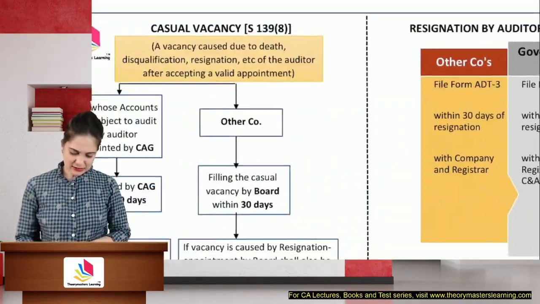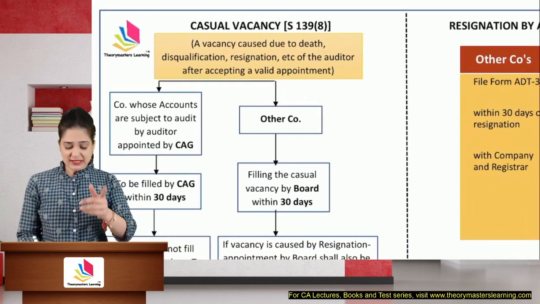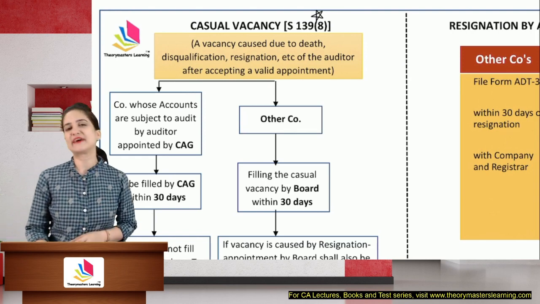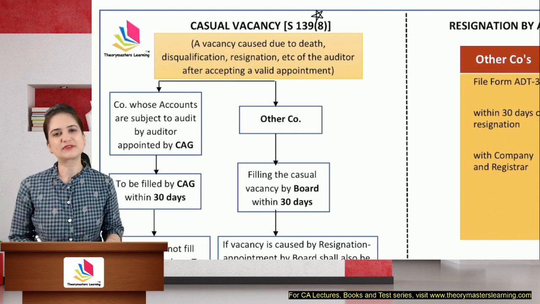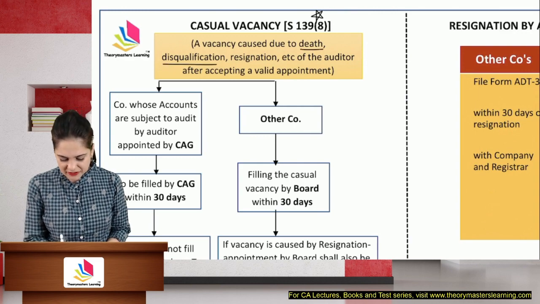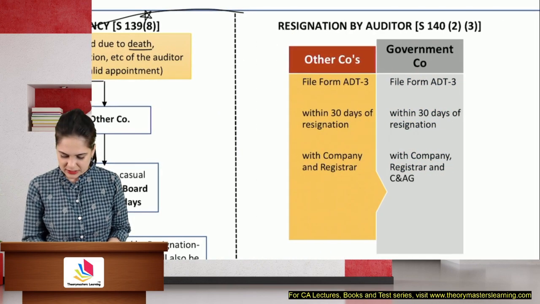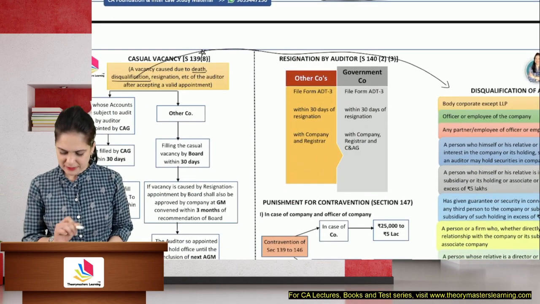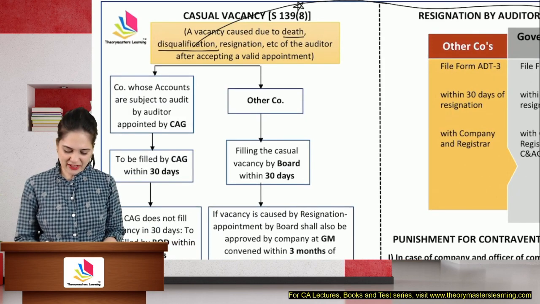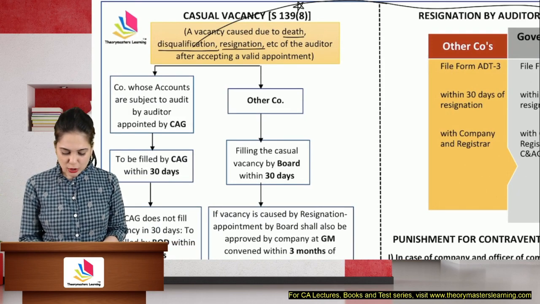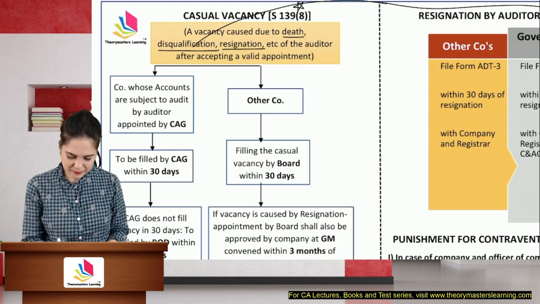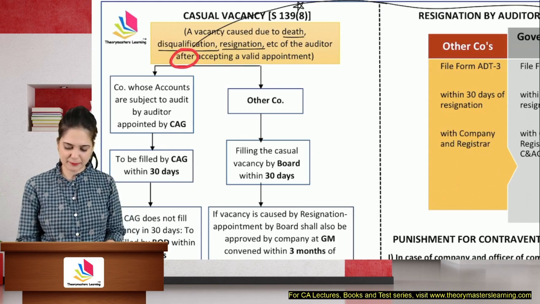Next, let us discuss casual vacancy. Section 139, subsection 8. The term casual vacancy is not defined in law. We just have a general meaning of the words casual vacancy. Now, casual vacancy is a vacancy which is caused due to death, disqualification, which is discussed here. So casual vacancy is caused due to death, disqualification, resignation of the auditor after, yes, that is important for us, after accepting the valid appointment.